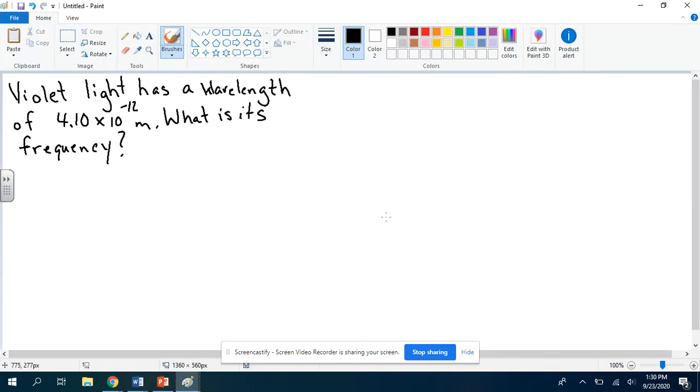This is a problem you might see. Violet light has a wavelength of 4.10 times 10 to the negative 12 meters. What is its frequency? First of all, I know we must be using this formula because it's giving me the wavelength, which is this, and it's asking for the frequency, which is this. Hopefully you know that c is a constant, so I have c and I have wavelength, and then I can just solve for frequency. So go ahead and list out your variables.